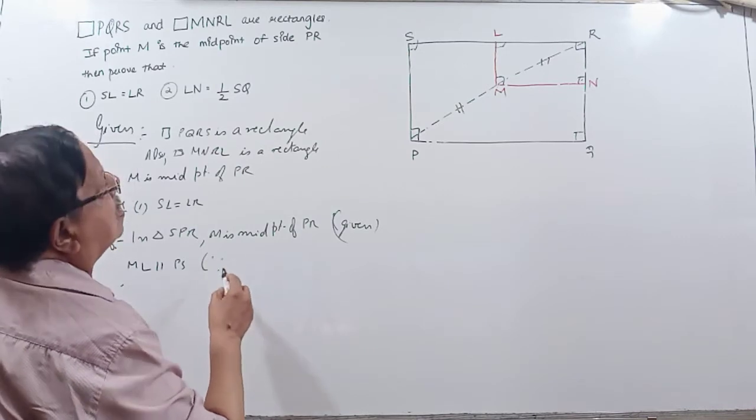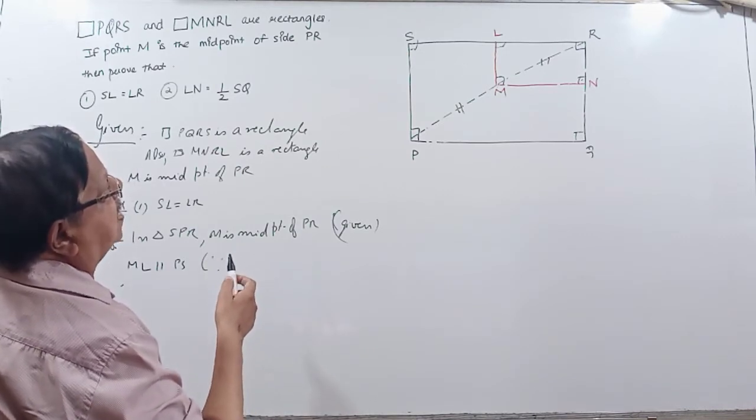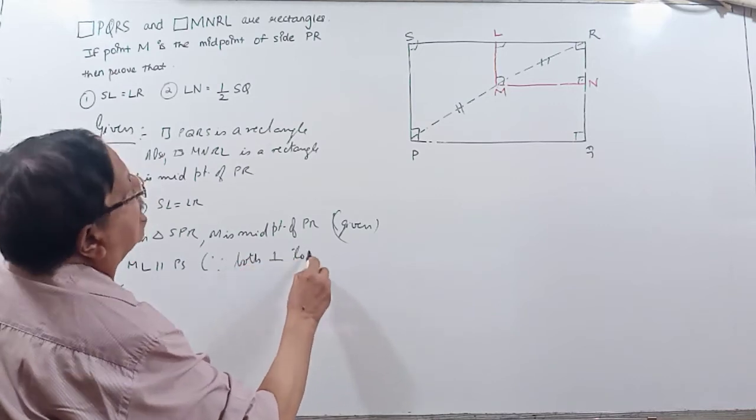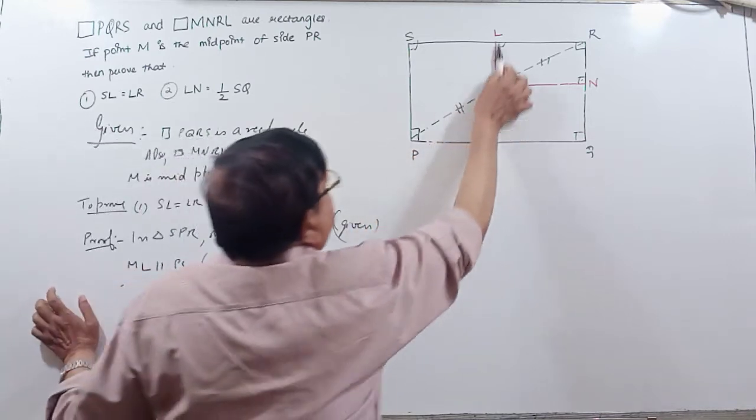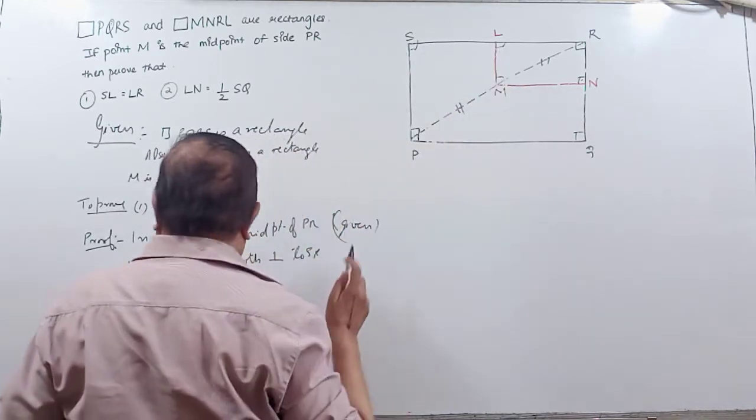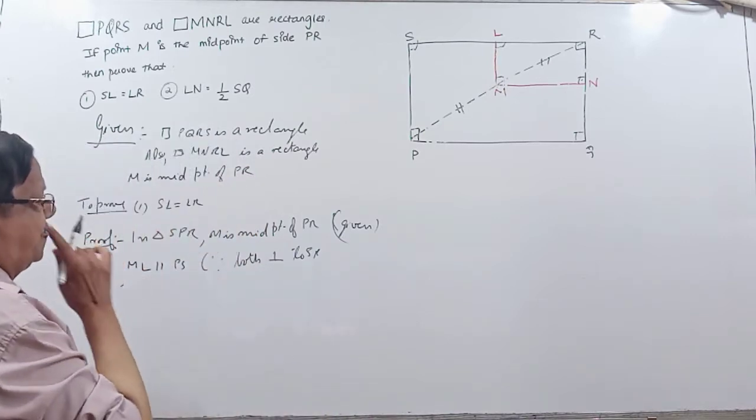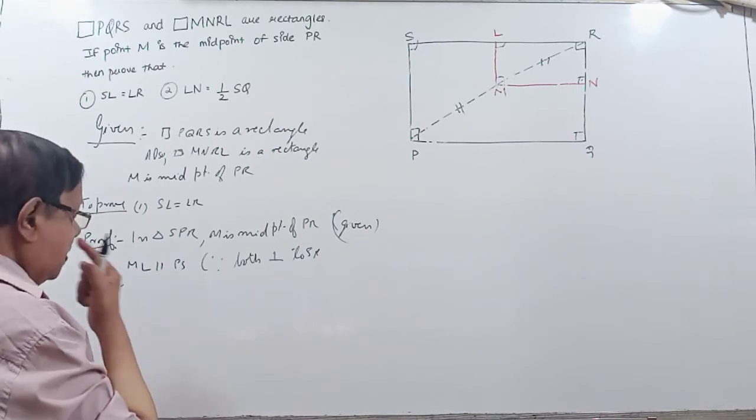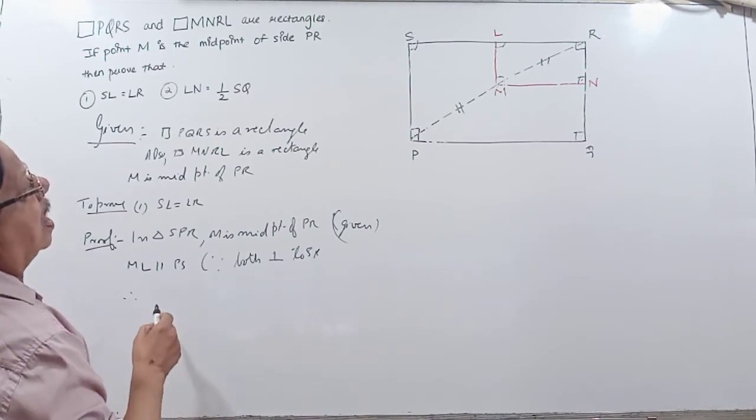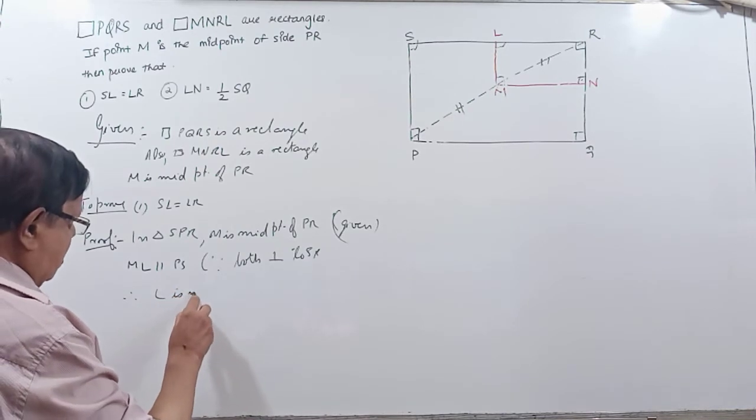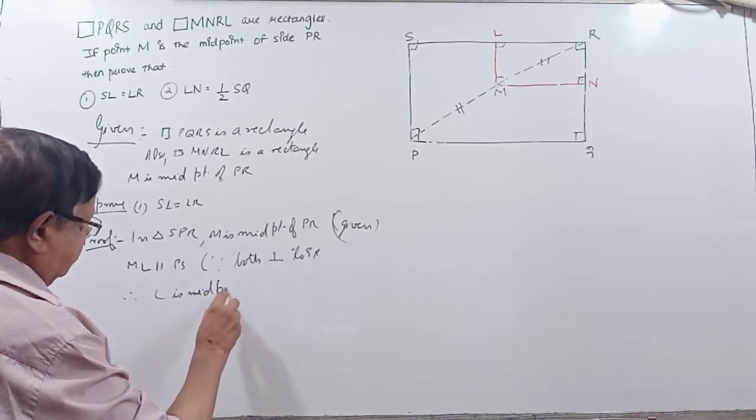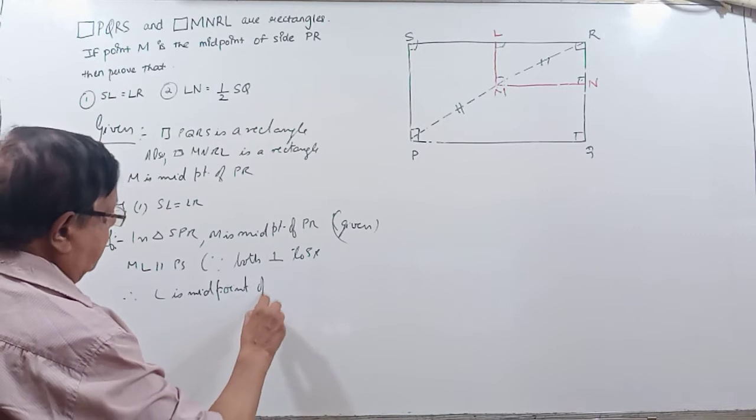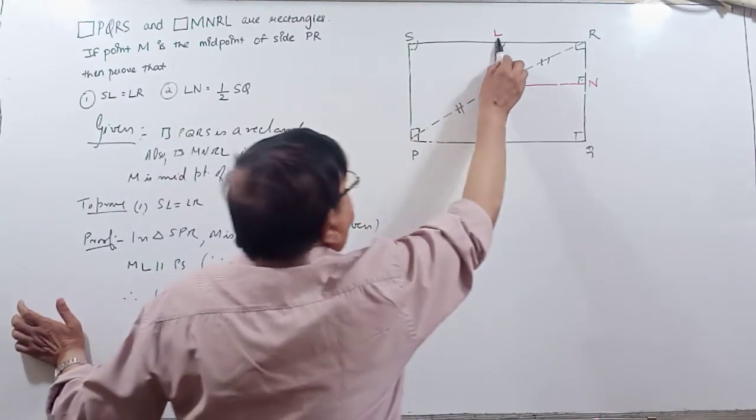Write the reason: both are perpendicular to SR. If both are perpendicular to the same line, they should be parallel. So M is the midpoint, and ML is parallel to PS. Therefore, L is the midpoint of SR.